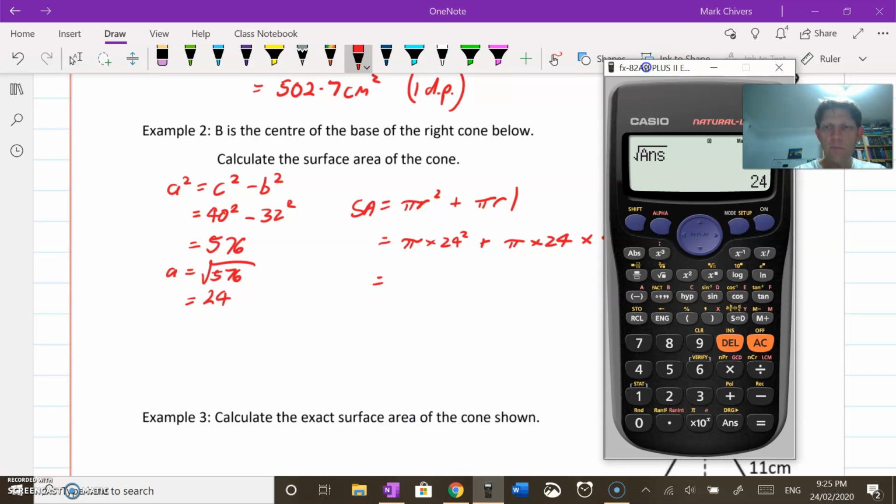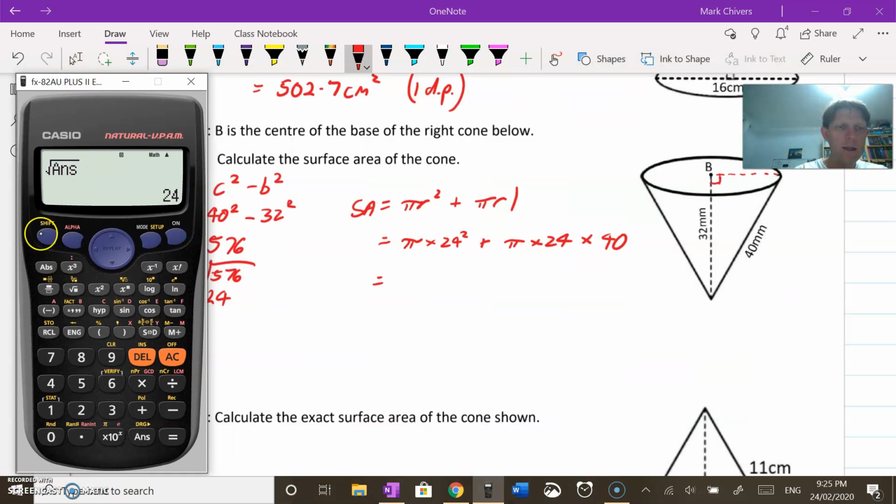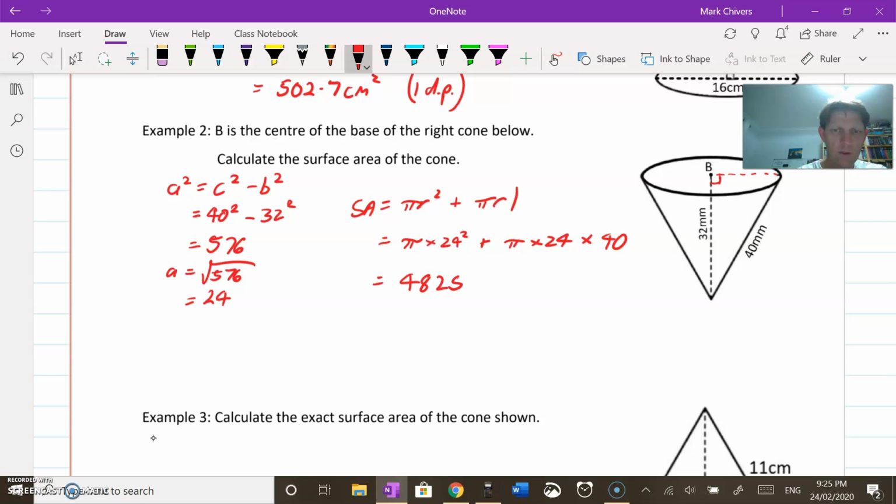So this time I'll probably just plug that in on my calculator. I'm going to go shift pi. Obviously didn't see the shift sign. There we go, shift pi times 24 squared plus pi times by 24 times by 40. And that's going to give us 4825.5. And our units are millimeters, so that's going to be in millimeters squared.